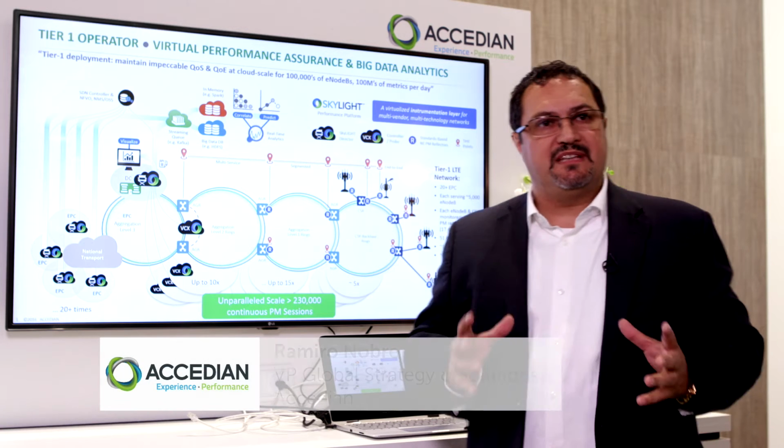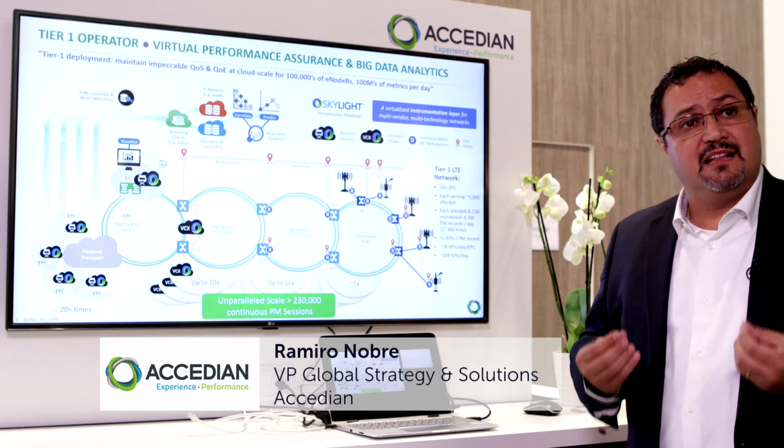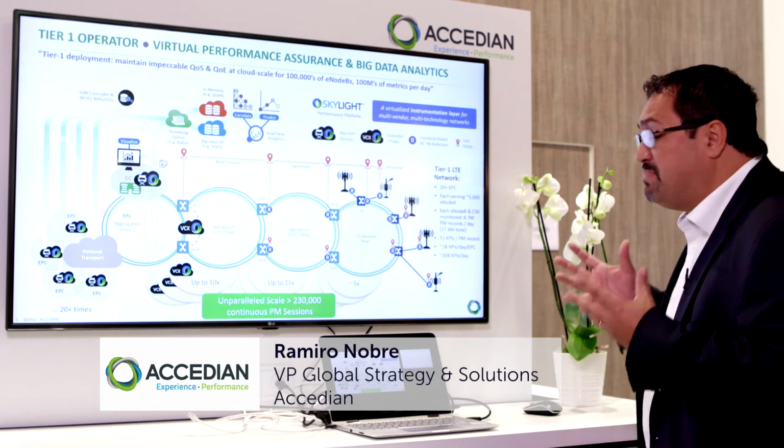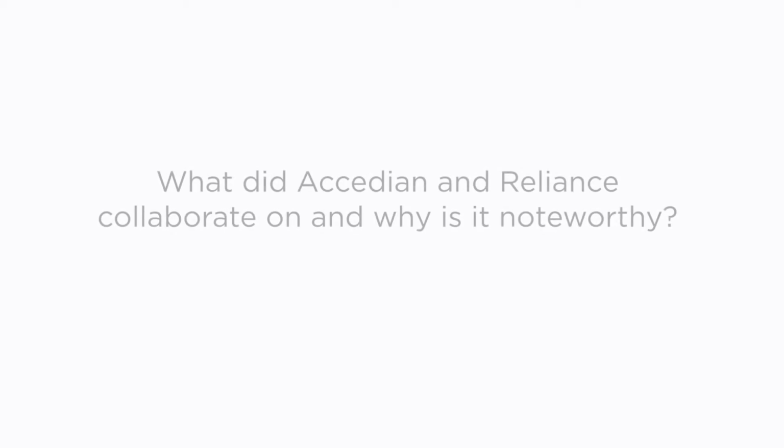Well, what we're going to show you today is an example of how Reliance Jio has used the Accedian Skylight solution to provide near complete visibility of their network. It's one of the best practice examples that I can think of providing total network visibility with zero hardware dependency.